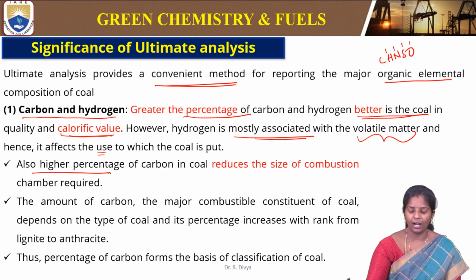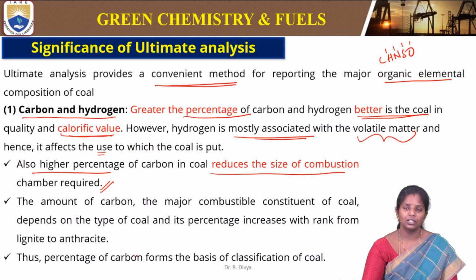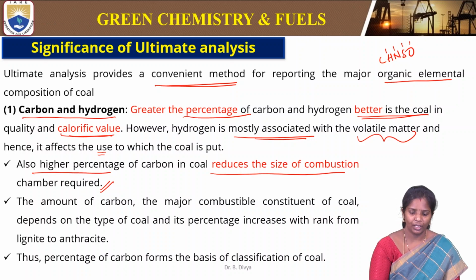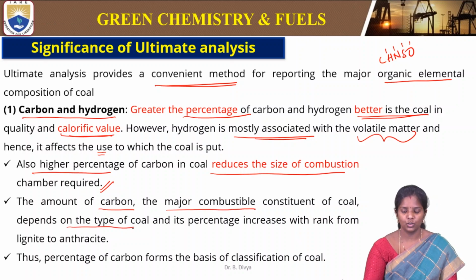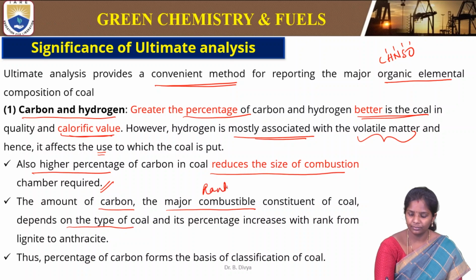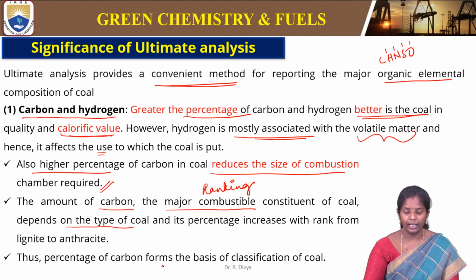Also, a higher percentage of carbon in coal reduces the size of the combustion chamber required. So it is good, as the combustion chamber size can be reduced. So a high percentage of carbon is good to have. The amount of carbon, the major combustible constituent of coal, depends on the type of coal. This is nothing but ranking. We have seen the ranking, and depending on the ranking, there will be a different percentage of carbon present. This is a major part that we have to consider for any calorific value, and finally the application part.